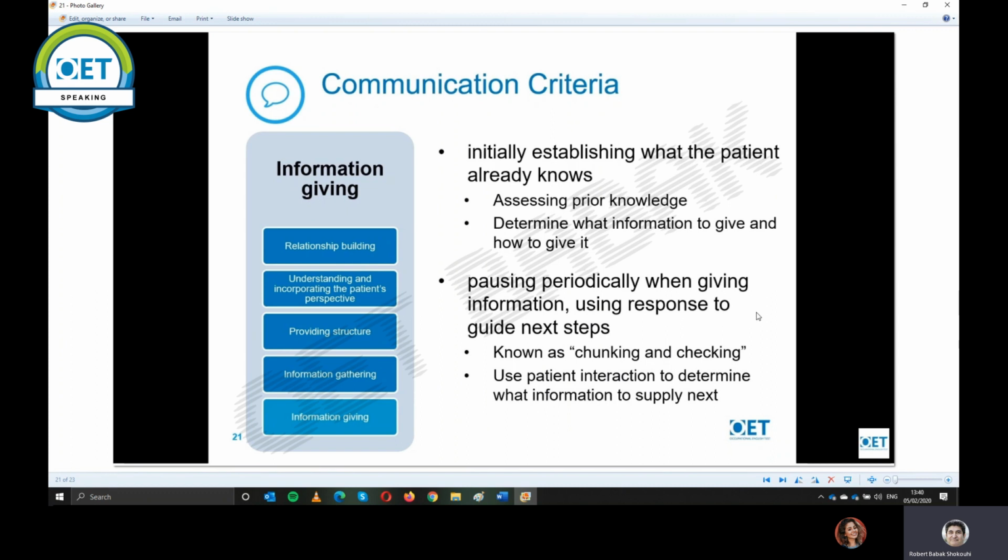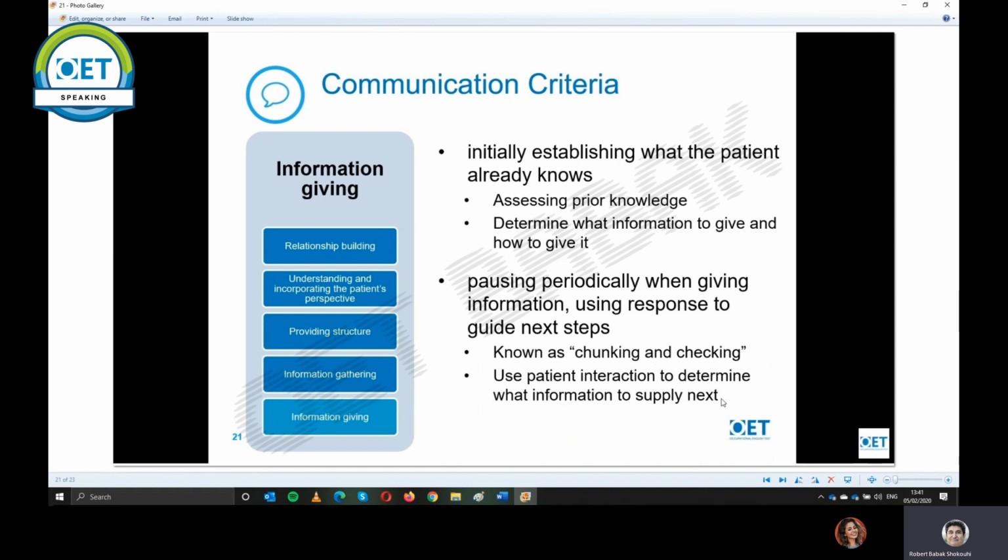So I say, okay, heart pain is like this. It gets worse with exercise. Is that okay? Right. But this kind of pain that you have, because it doesn't change with exercise, is very unlikely to be heart pain. Is that all right? Okay. So you go to the next part. So basically, you give a chunk of information, maybe one, two, or three sentences, and then you check with them. And use the patient interaction to determine what information to supply next.